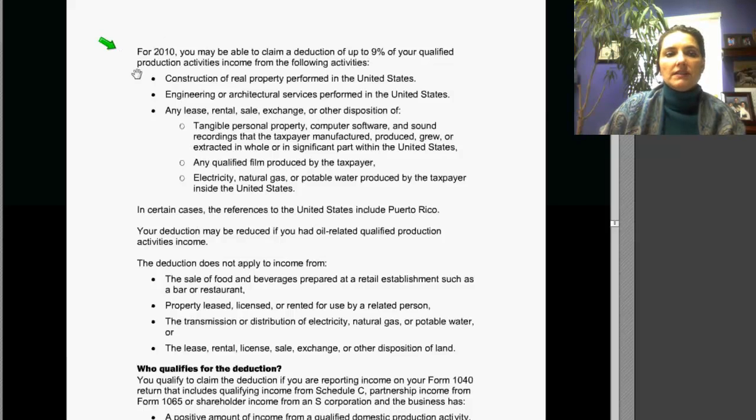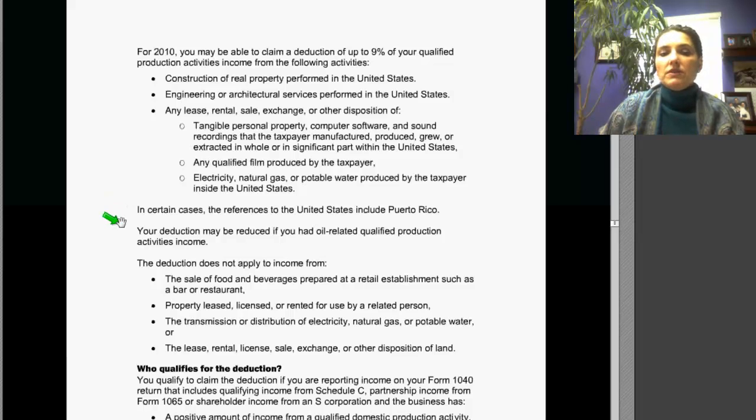from the following activities: construction of real property performed in the United States, engineering or architectural services performed in the United States, any lease, rental, sale, exchange, or disposition of tangible personal property, computer software and sound recordings that the taxpayer manufactured, produced, grew, or extracted in whole or in significant part within the United States, any qualified film produced by the taxpayer, electricity, natural gas, or potable water produced by the taxpayer inside of the United States. In certain cases, the reference to the United States also includes Puerto Rico.